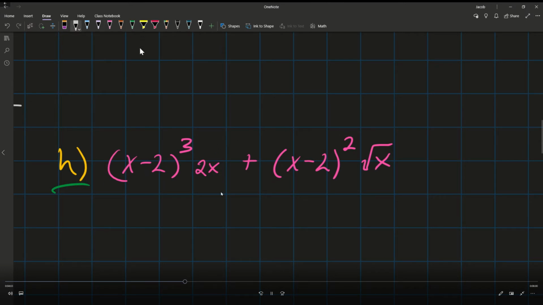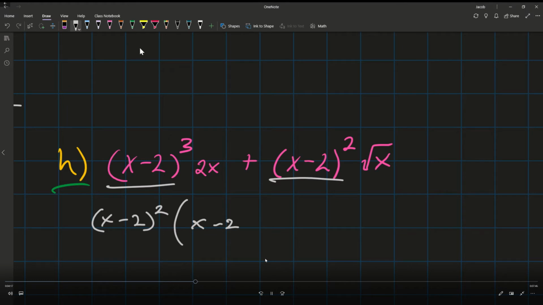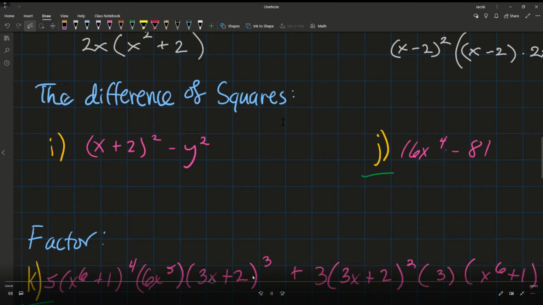So the next one I wanted to check was just another one with common factors that are binomials. And of course we've got x minus 2, and we factor that away from 2x and 2x times x minus 2 and radical x. There we go.